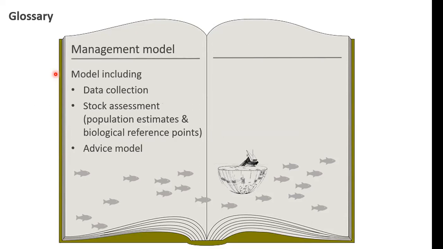And then I'll talk about a management model, which includes all components of the management system, which might incorporate data collection, a stock assessment model, where we generate population estimates and also reference points, by which we can gauge the health of the population, and also a model for advice. So in other words, once we have those population estimates and the reference points, the model for advice governs how we translate that into something like a catch quota, if that's the way we're managing.